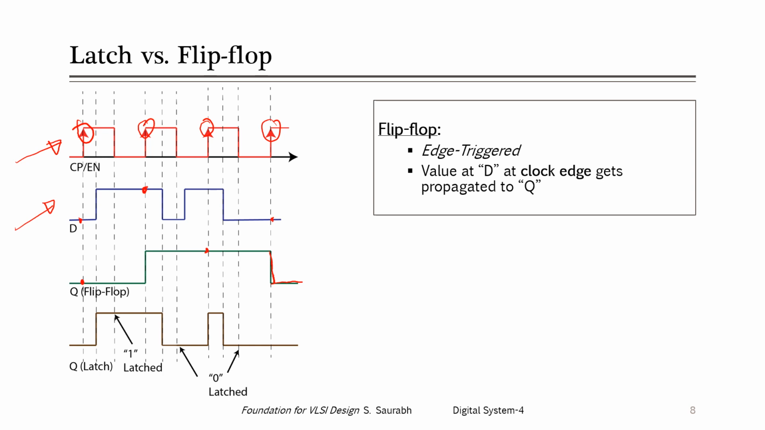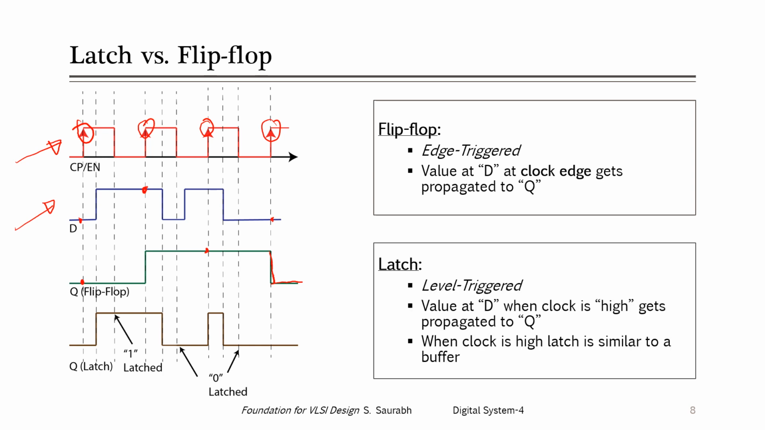Now what about the latch? The latch is level triggered, meaning that the value at the D pin gets propagated when the clock or the enable signal is high. The value at the D pin gets propagated to Q when the clock or enable pin is getting a high value. And when the clock is high, the latch is similar to a buffer.